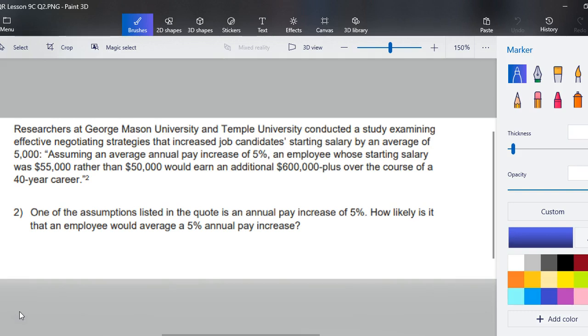I would read the paragraph about researchers at George Mason, and I would go with question number 2. If you haven't already read it and you haven't hit pause, go ahead and do that and come back and we'll walk through some of it together.